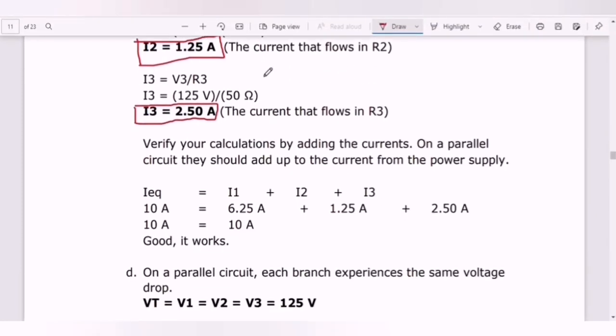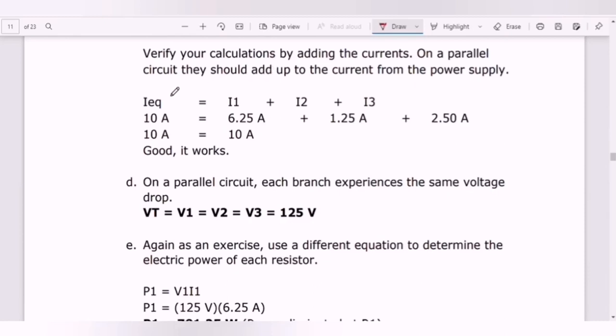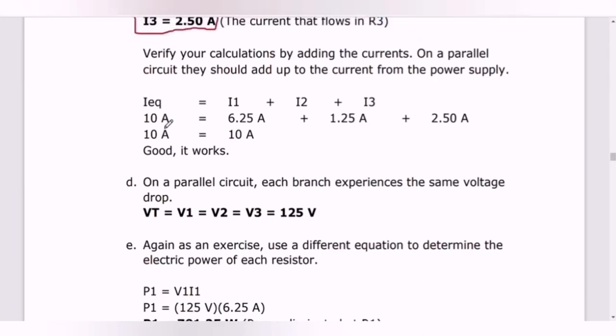R sub 1. So if you're going to verify your answer, just add all the currents for each resistance and compare it to the total current. And you must observe that the total current must also be equal to the summation of all current in each resistance. So here we have 10 ampere equals I sub 1 is 6.25 ampere, I sub 2 is equal to 1.25 ampere, and then I sub 3 is equal to 2.5 ampere. So if you add all these up, we can have 10 amperes. So check. Therefore, our solution is correct.